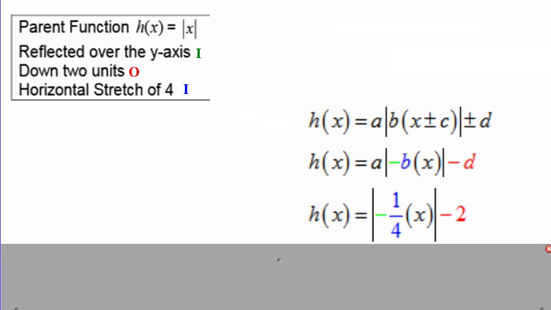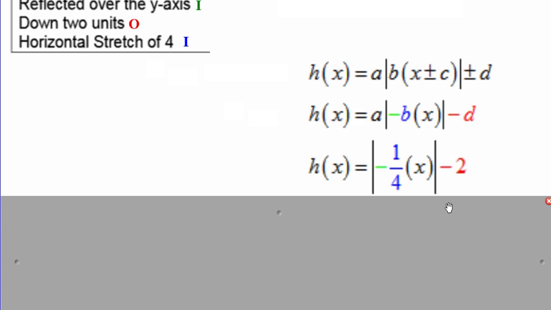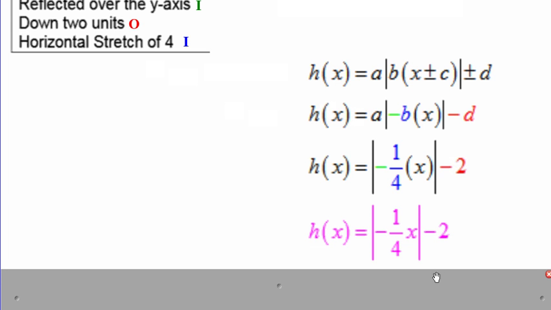And so if we simplify our equation, we're going to have h of x is equal to the absolute value of negative 1/4 x minus 2. Again, reflecting it over the y-axis, horizontally stretching by 4, down 2 units.